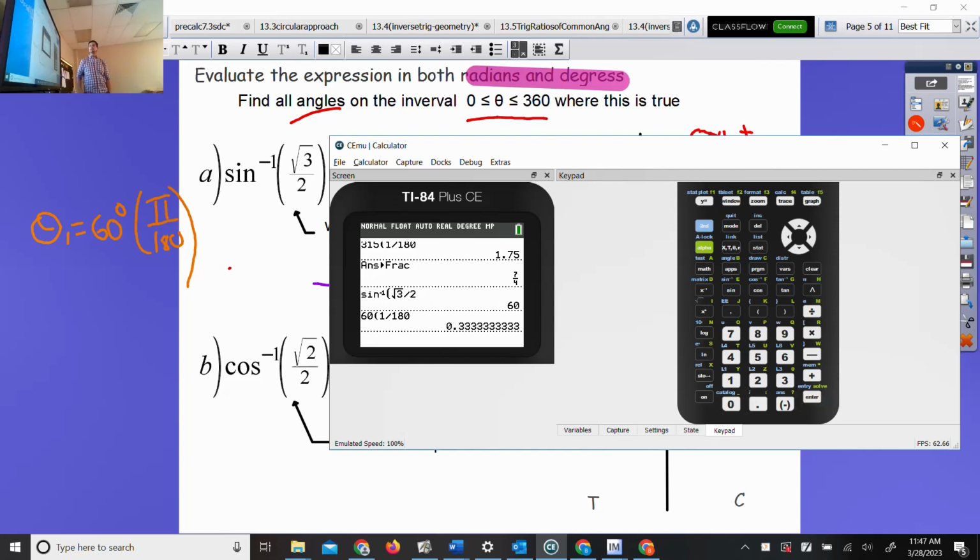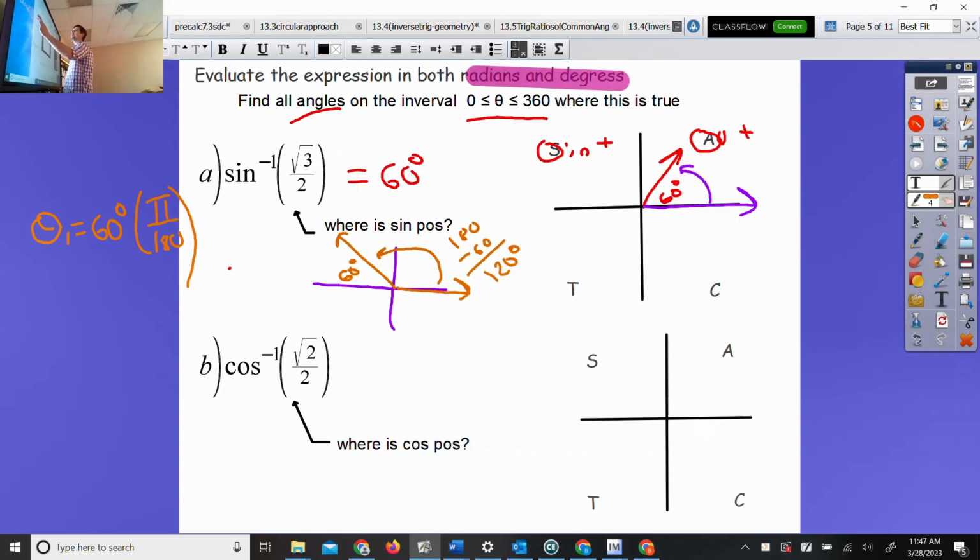And for the bajillionth time in my career, how do you convert a decimal to a fraction? Math, enter, enter. You got 1 over 3. What's the 1 going to become? Pi. One of your answers would be pi over 3.